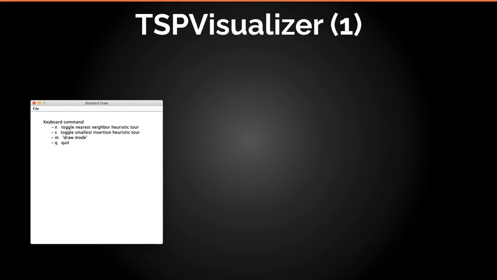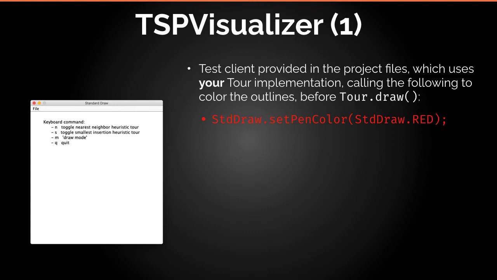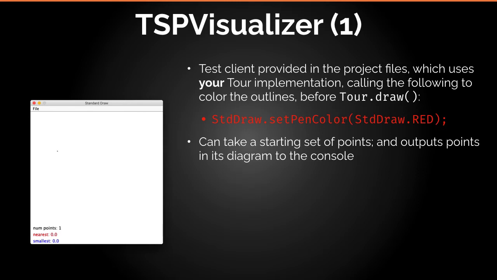Here's an example of TSPVisualizer. When you open it, it provides you instructions on what keyboard commands you can use. This test client is simply going to call your draw method, so it has to be implemented. To color it differently, it will make a call to StdDraw.setPenColor, StdDraw.RED or StdDraw.BLUE, depending on the heuristic. The client can take a set of starting points. If you don't want to re-click the same 4 or 5 points every time, you can put them in a text file and read them into the program as a starting base.